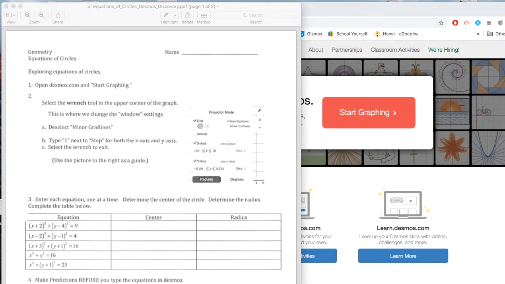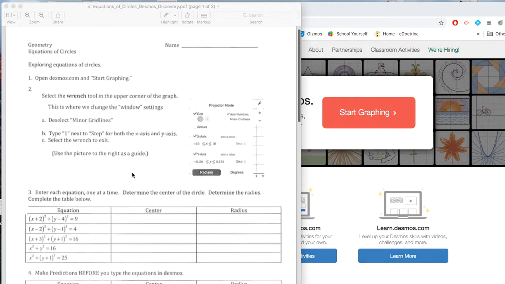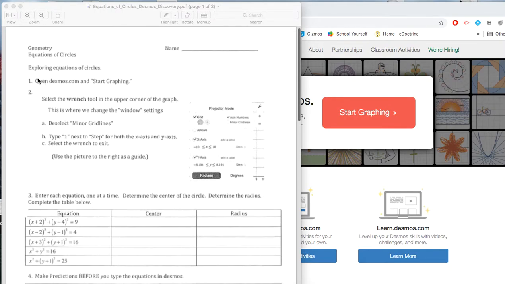The activity we're going to do this week is a Desmos activity that will help us learn a little bit about equations of circles. I have open on my screen the first of the handouts for today, which is the Desmos activity. There's one page, and there's also the answer key to help you along. The first thing it asks you to do is to open desmos.com.